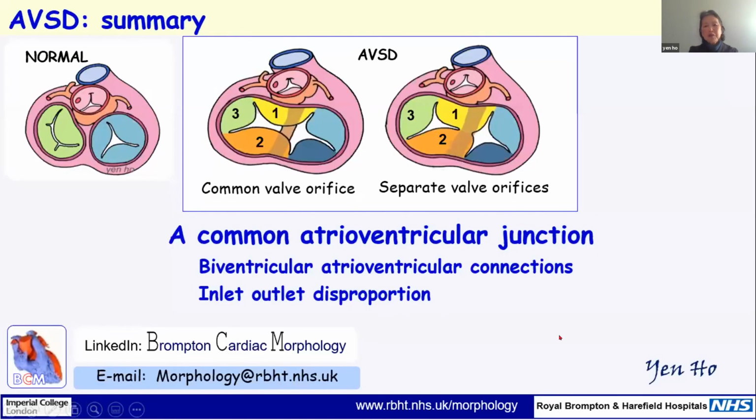So I hope I've given you a sort of summary of these things that you might encounter in atrioventricular septal defect. It all impinges upon understanding that the atrioventricular junction is grossly abnormal compared to the normal situation. So we are talking about a common atrioventricular junction in hearts with biventricular atrioventricular connections, and the inlet and outlet disproportion that might impact on how you're going to do your repairs.